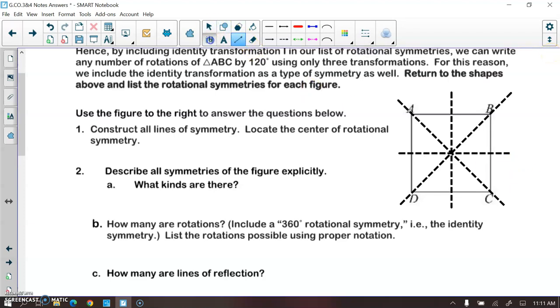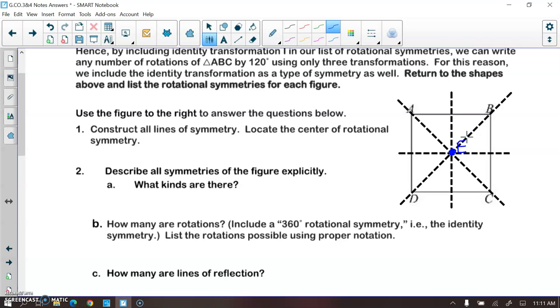So then it said to label or locate the center of rotational symmetry, which is this point here where all those lines of symmetry intersect. And I'm just going to label this point E. It doesn't matter what you label that center, just make sure to give it a name.